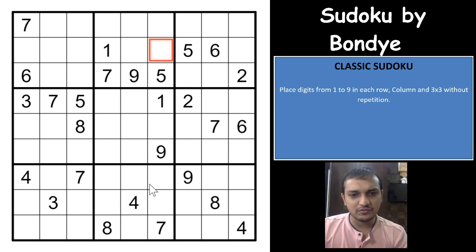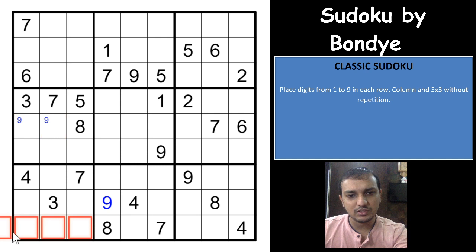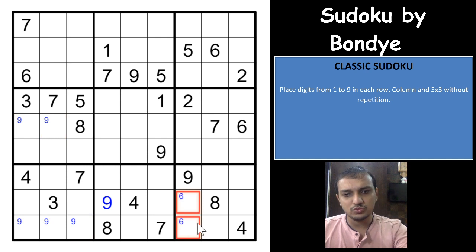So let's see where we start this Sudoku from. So you have a 9 here and a 9 here. That gives you a 9 here in this cell. 9 here in one of these two cells. So corner pencil mark of 9. Same way 9 here in these three cells. And okay, you have a 6 in one of these two cells.